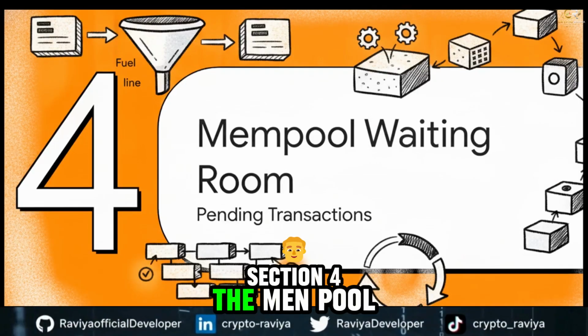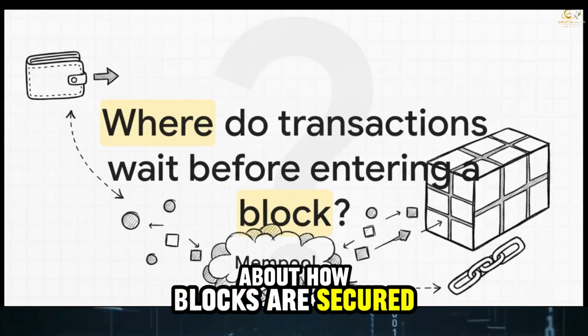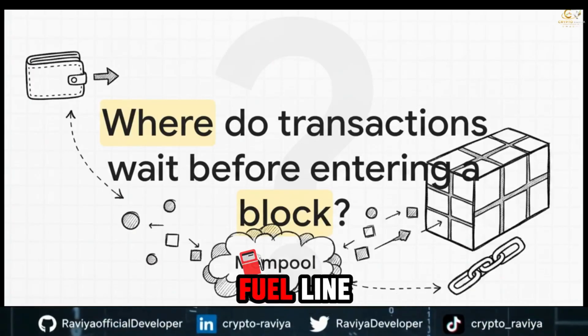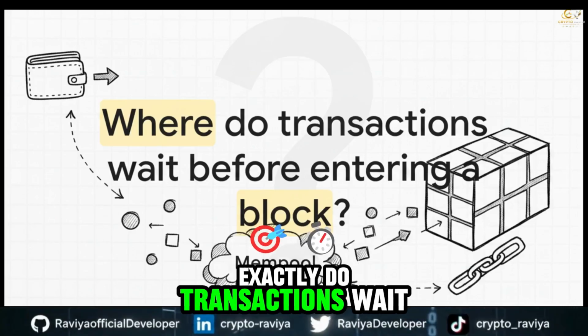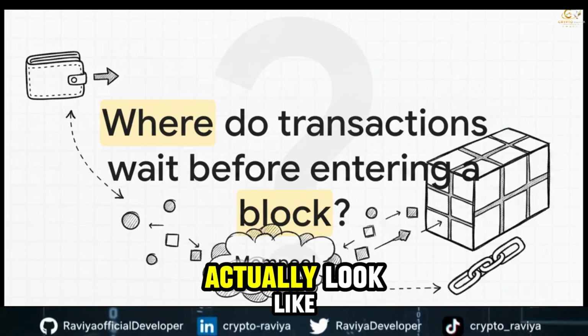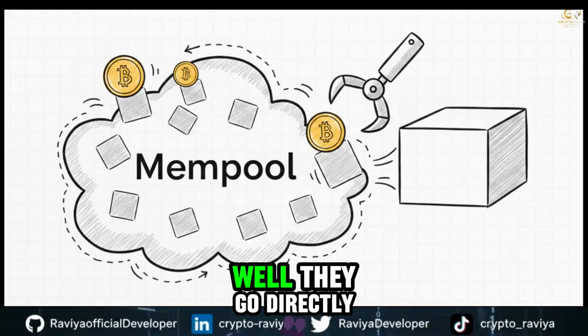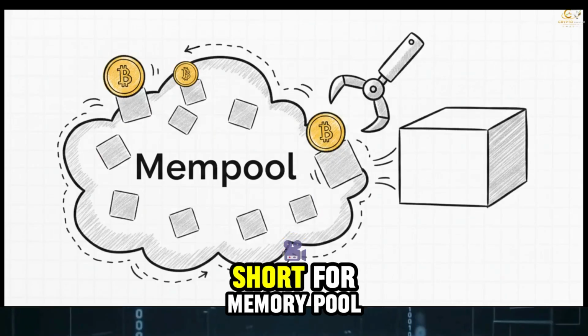Section 4. The mempool waiting room. We've talked a lot about how blocks are secured, but what about the engine's fuel line? Where exactly do transactions wait before they enter a block? What does the life cycle of a digital transaction actually look like the very second you hit send on your crypto wallet? Well, they go directly to the mempool, short for memory pool.